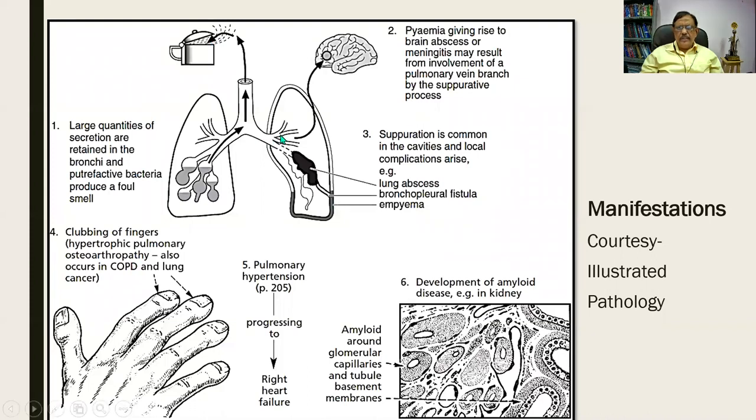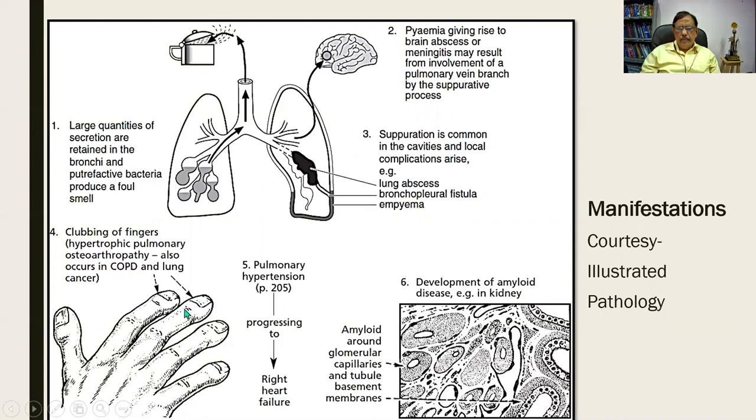And there can also be the spread of infection once it invades the bloodstream. It can go to the brain, for instance, causing a meningitis or an encephalitis. It can affect the opposite lung also. And in some cases, there will be a lung abscess. This black color is an abscess. This is a picture of clubbing.